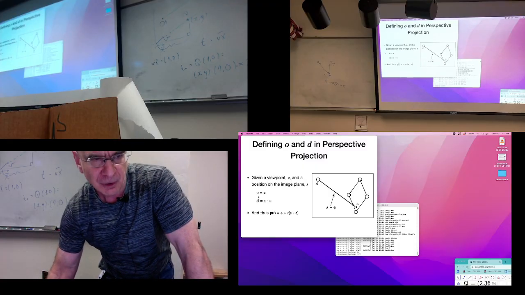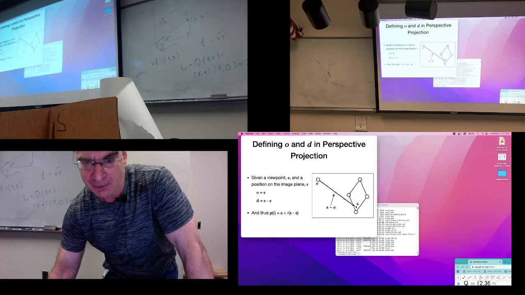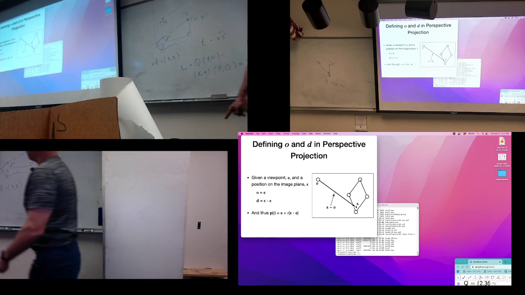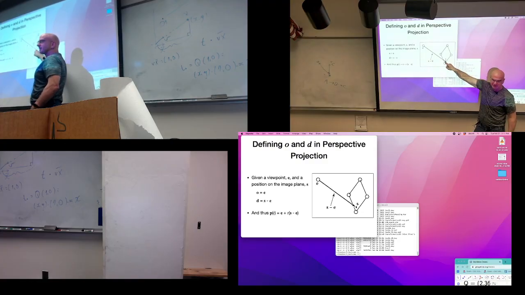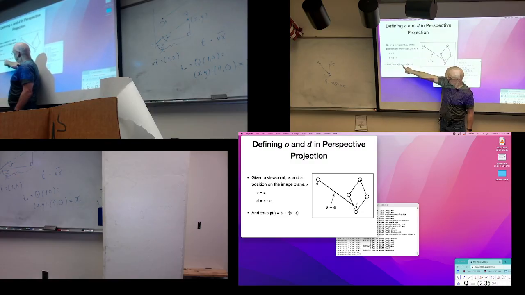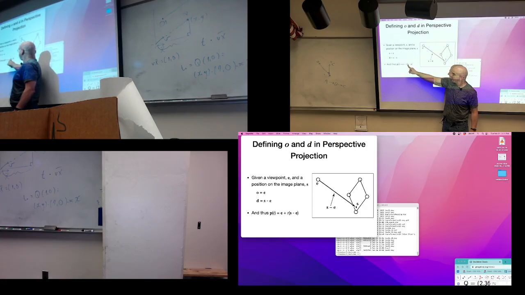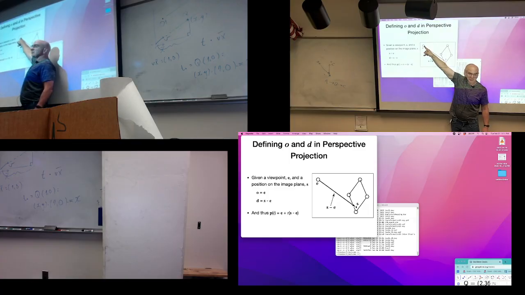We already have the eye, and I want to generate a ray that goes through the pixel S. How can I generate this? What is the ray that goes from the eye through the pixel S? Here it is: E, the eye, plus t times what vector? The vector that goes from the eye to the pixel.